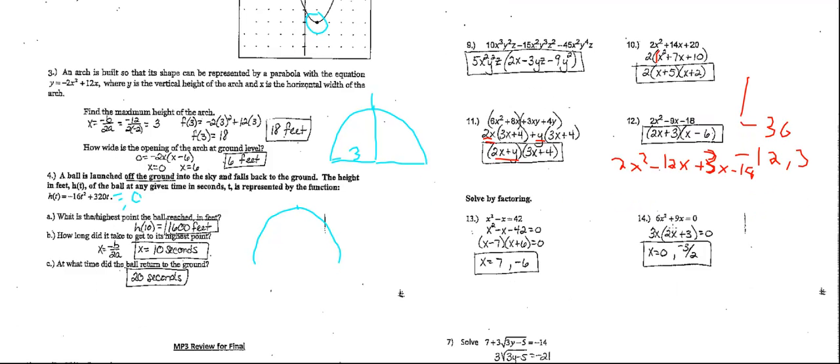14, don't forget, step 1 is GCF when you factor. So pull out the 3x, then set 3x equal to 0. You get x equals 0.